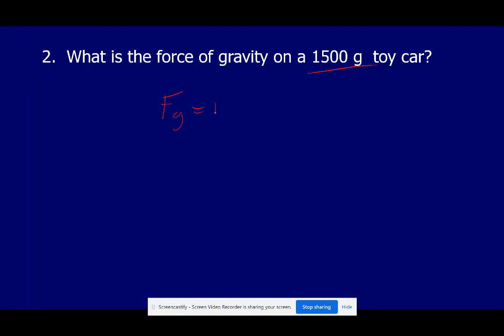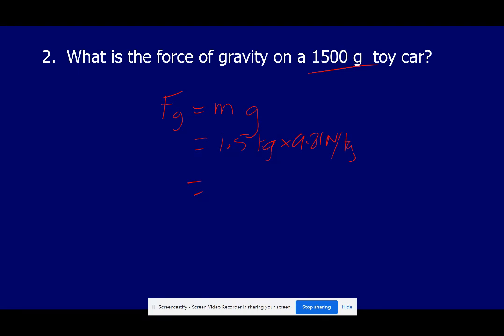Force of gravity equals mass times g. Unless otherwise stated, I'm assuming this is on Earth. I don't think it makes sense to find the force of gravity on a toy car on the moon or Jupiter or any other planet for that matter. So you've got to just know that that's 1.5 kilograms times 9.81 newtons per kilogram.